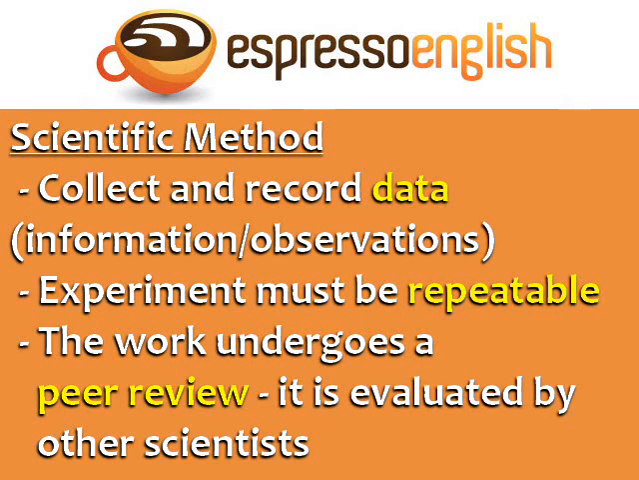During the process, scientists need to collect and record data, information, and observations very carefully. To be considered proof for the hypothesis, the experiment must be repeatable. That means other people can do it and get the same results. Also, the scientist's work usually undergoes a peer review. It is published, and other scientists evaluate its accuracy and credibility.